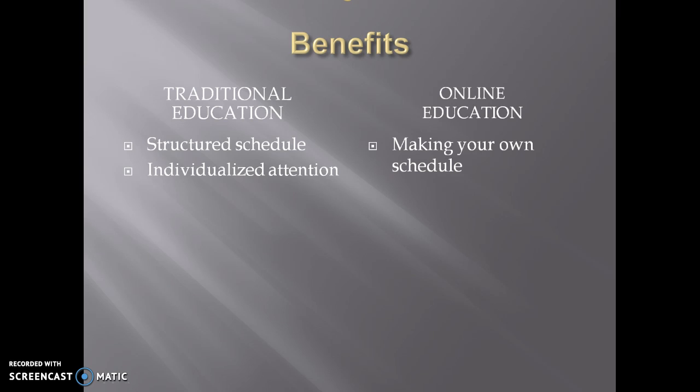Online education, as opposite of the structured schedule, allows you to make your own schedule. So while a set date and time doesn't always work in your schedule, online education allows for that more flexibility. It also allows for self-discipline. For those who are really looking to take matters into their own hands or adjust to what works best for them, online education may be a better choice.